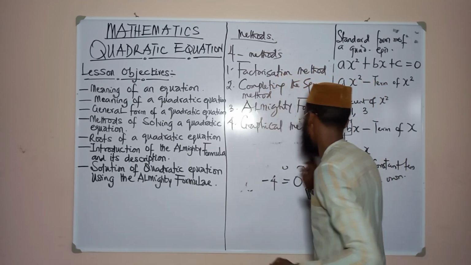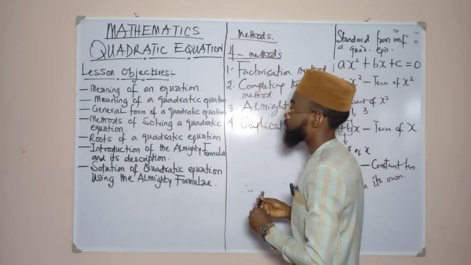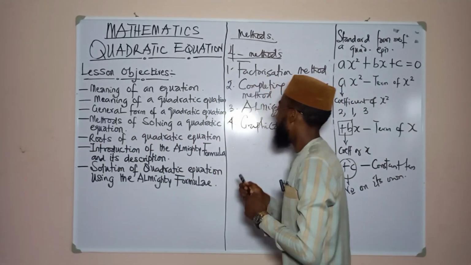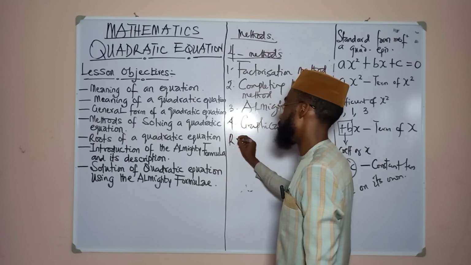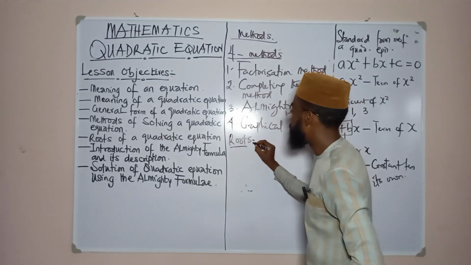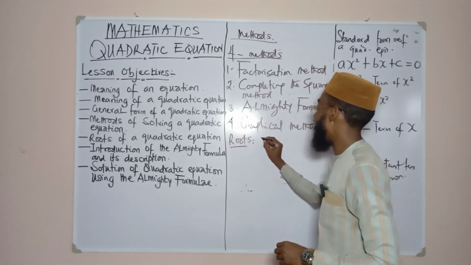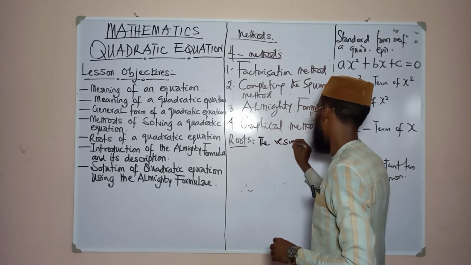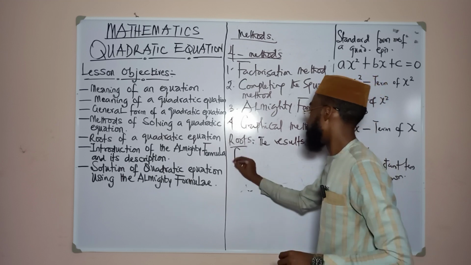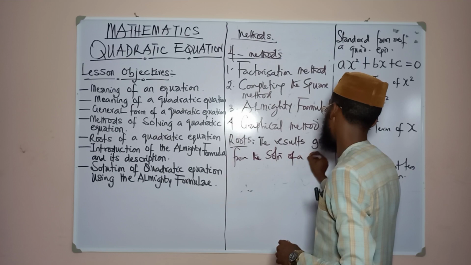Okay, so we've just listed the methods that are peculiar or obtainable in the solution of a quadratic equation. That's just about this. Now we are on this. The fifth objective, we have the roots of a quadratic equation. What are the roots of a quadratic equation? These roots is another name that is usually used to describe the answers or the results gotten from the solution of a quadratic equation.